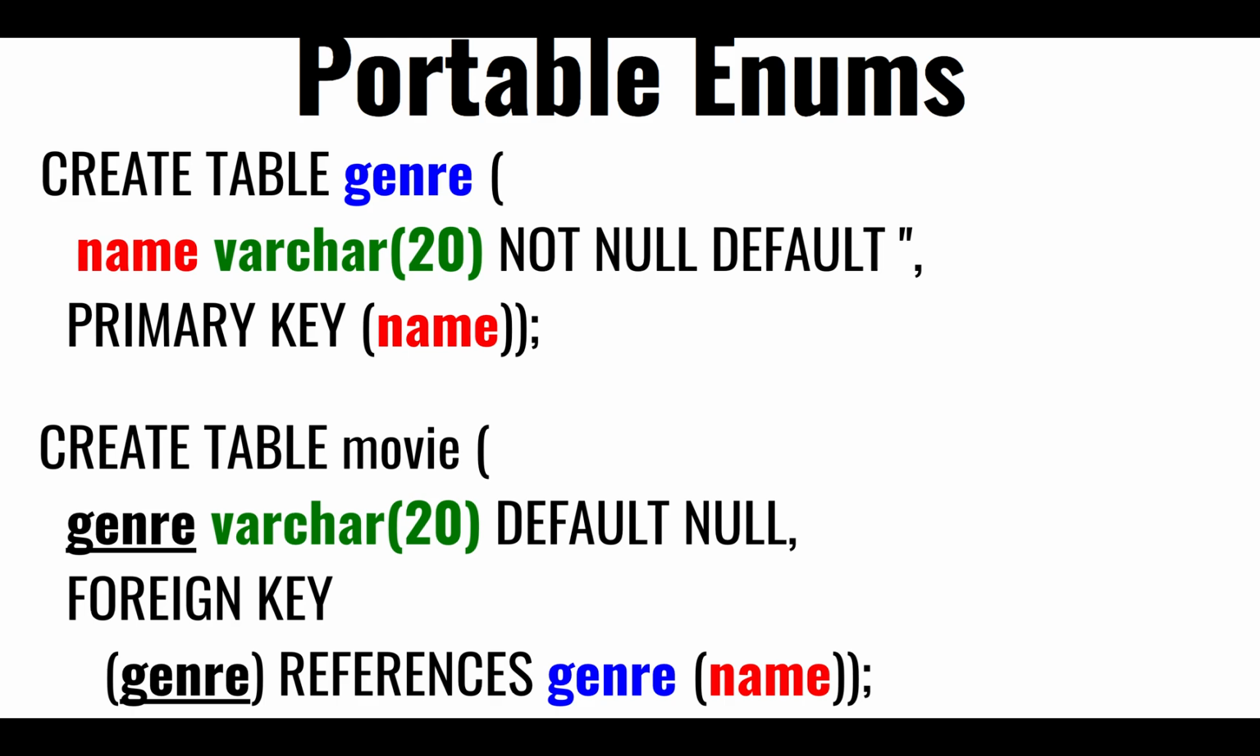So there it is. We have the genre table having the values, and then the movie declaring a field that is a foreign key that references the genre name. This foreign key can only possibly ever have values that live in that table. Now not only is this portable, I can implement this in any vendor, any relational database, but it's also updatable. I can easily update this.